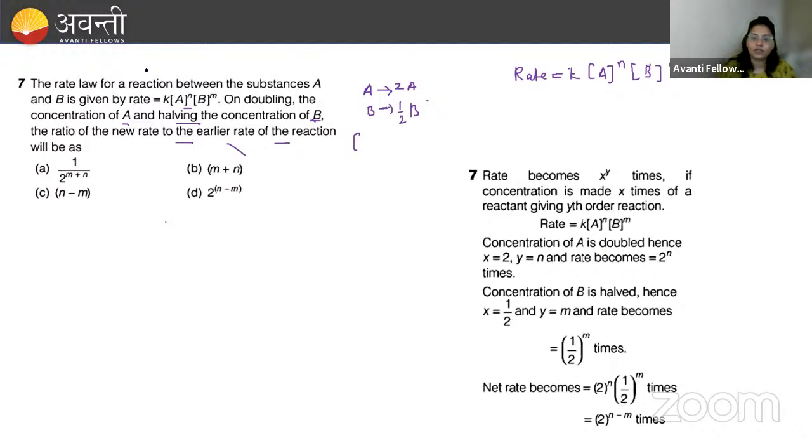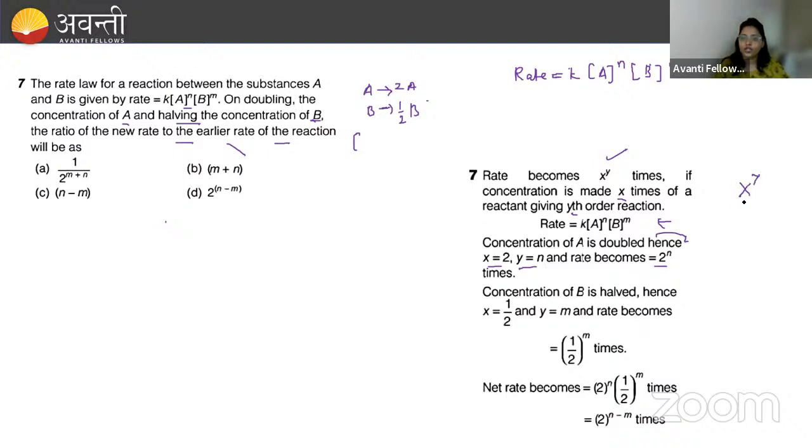So here rate becomes x raised to y times if concentration is now made x times of reactant giving y order reaction. So here what is the order of the reaction given? n and m are given. So concentration of A will get doubled, hence x is equal to 2 and y is equal to n. So that way rate will become how much? 2 raised to n, because x raised to y is happening, right?